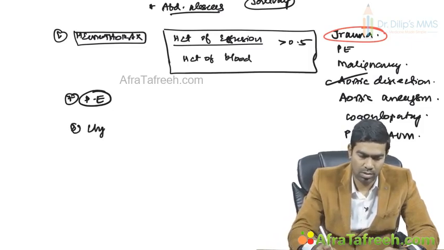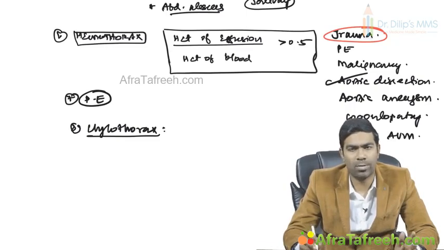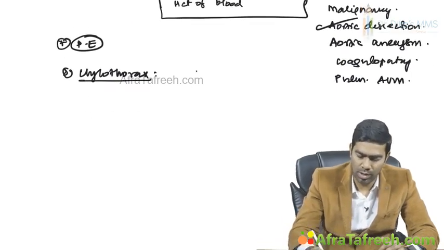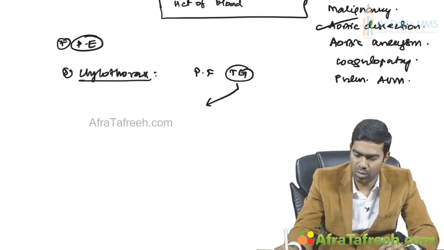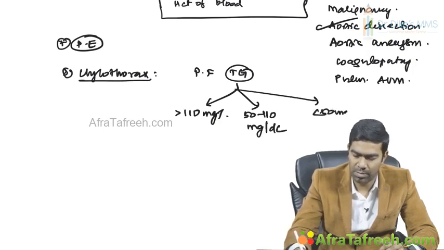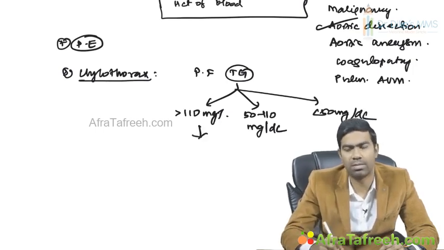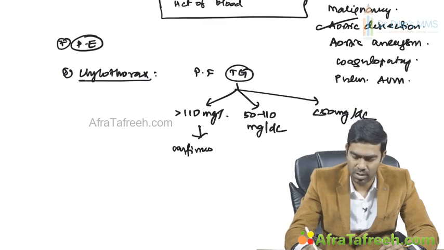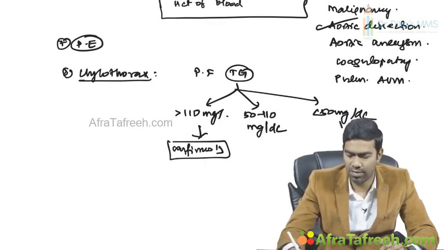Then chylothorax. The diagnostic point about chylothorax is very simple. There are 2 points. You have to see the pleural fluid triglyceride levels. Triglyceride levels may be more than 110 milligrams per deciliter, or in the range of 50 to 110 milligrams per deciliter, or less than 50 milligrams per deciliter. More than 110 milligrams per deciliter confirms the diagnosis. This is a definitive chylothorax only. Less than 50 definitely rules out the diagnosis. It's not a chylothorax for sure.